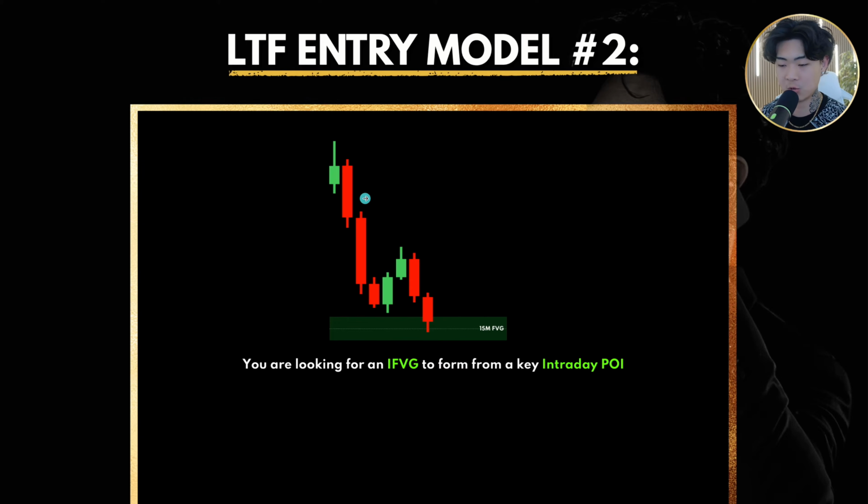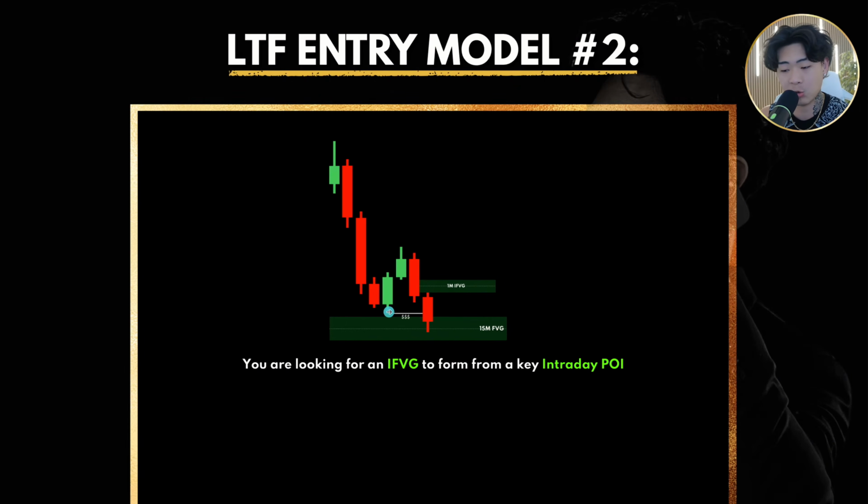You want to see generally the same pattern of the low, lower high, lower low, and then the market structure shift. Except this time, you're not necessarily looking for a full market structure shift, although it may happen. What you're simply looking for is for an IFEG to form, a fair value gap in the opposing direction to form. So in this case, this is a bearish gap opposing a bullish gap. Bullish 15-minute gap, 1 minute bearish fair value gap.